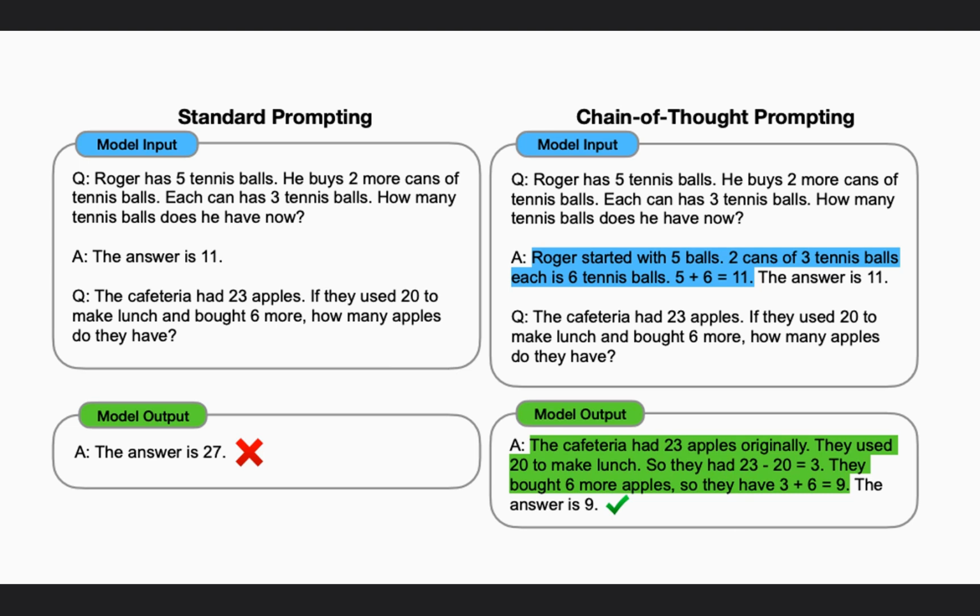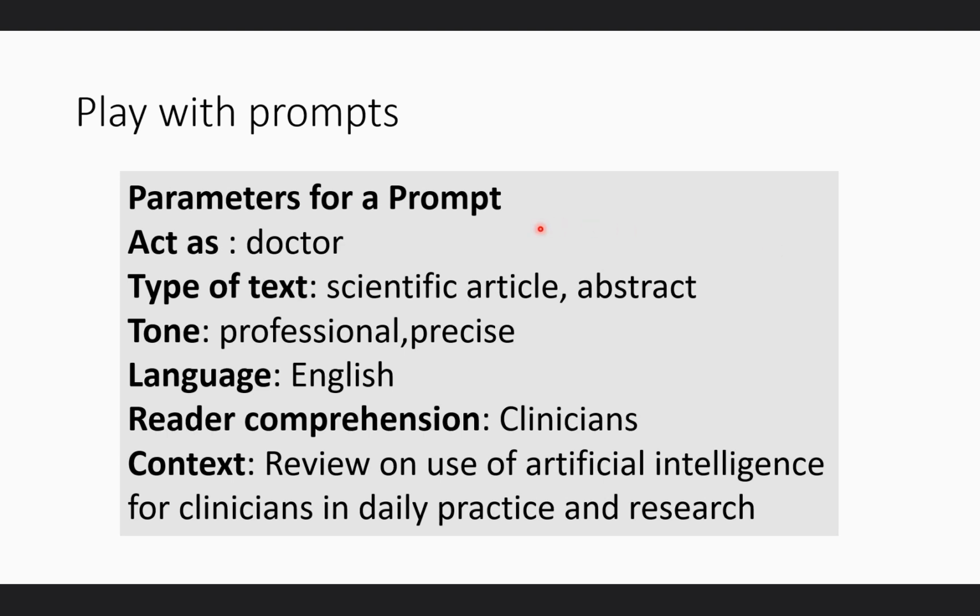So now let's look at a more relevant example of how we are going to play with prompts. So let's say we define certain parameters for a prompt and we want the AI to role play or act as a doctor. It can be anyone else, a lawyer, an engineer, a student, a resident. That would change the level of the text that it writes at, the type of text that you want it to write, a scientific article, a journal entry, and so on. Tone, whether professional, precise, or casual, any other tone. And the language, it can write in multiple languages.